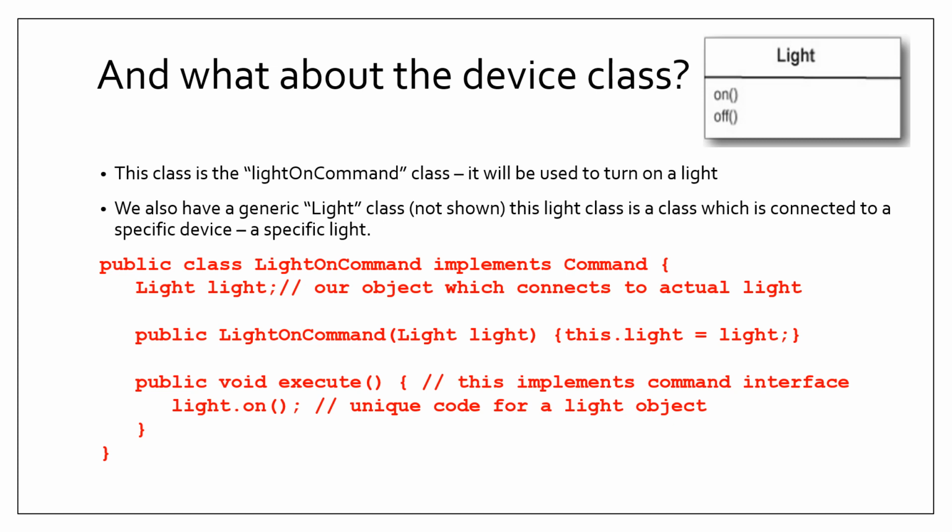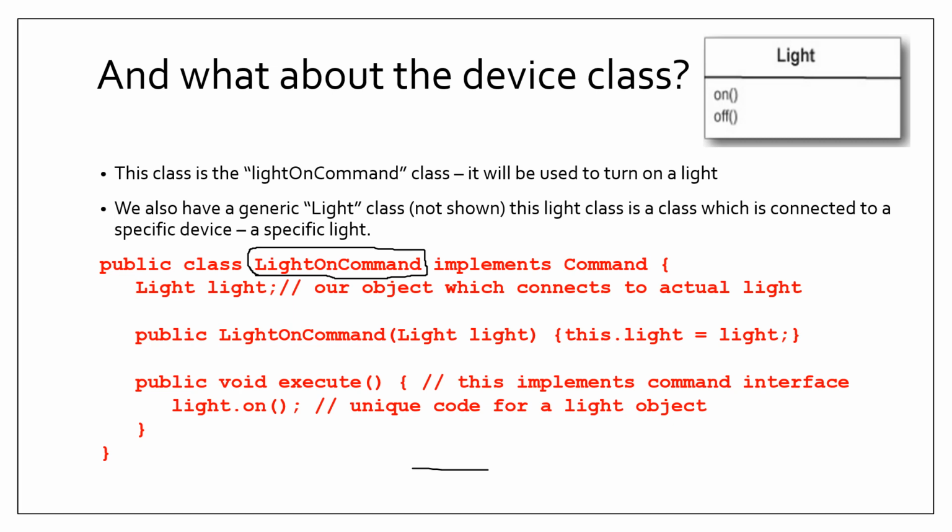Now this is a command object, and it's an object that's going to turn the light on. I'm right down here, and you can't see where my mouse is, so let me get the, I want to use black here. There we go. So our light on command object is an object that's going to turn the light on.